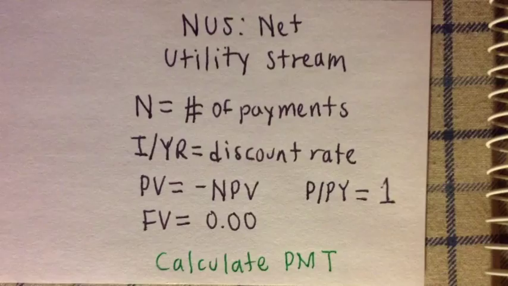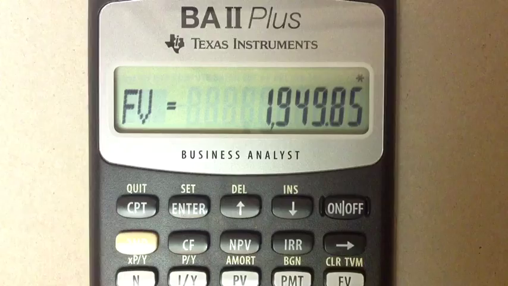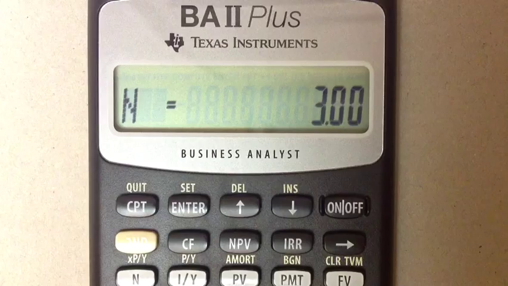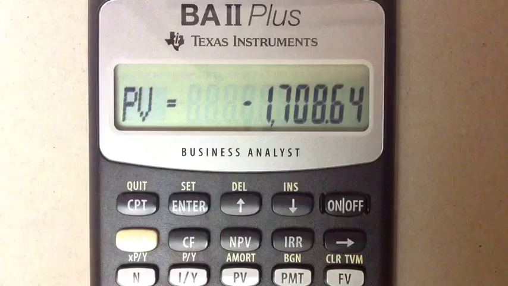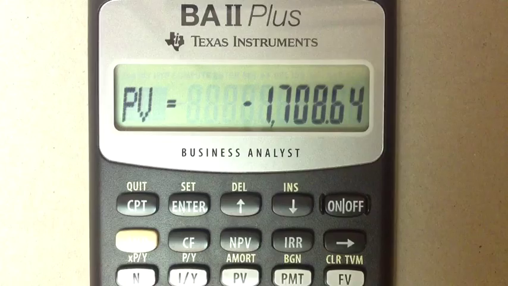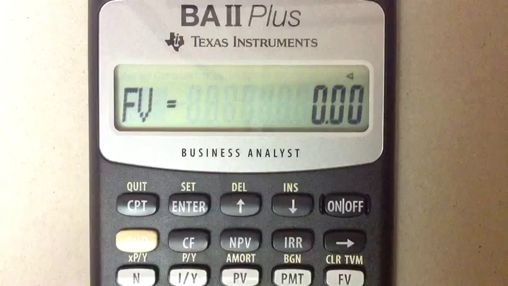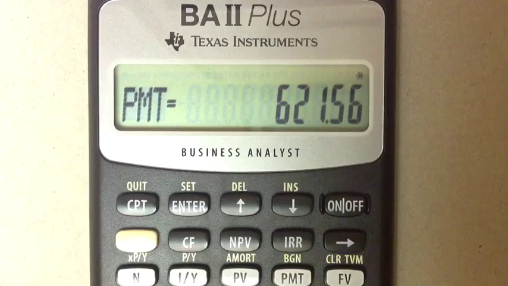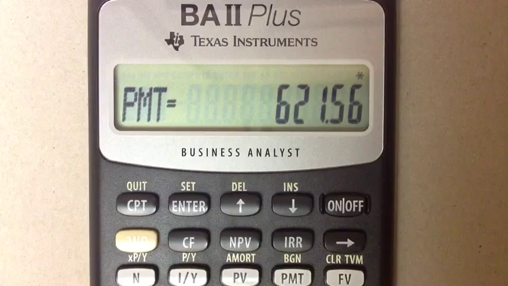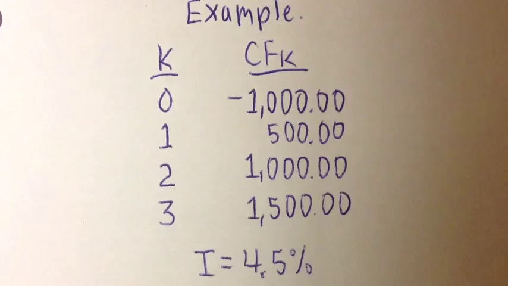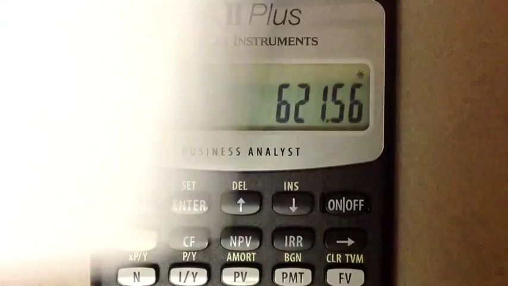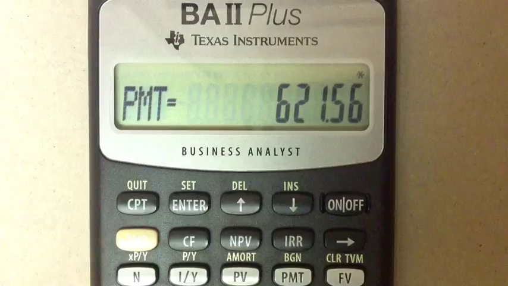Now I'm going to calculate net utility stream. The values for N, which is 3, interest rate per year, 4.5, and PV, the negative of the net present value, which is negative $1,708.64, remain the same. I'm going to enter 0 for future value and compute payment, which the answer is $621.56. So if I was to redo this investment but demand that all my payments are equal, you're going to get $621.56 each period.